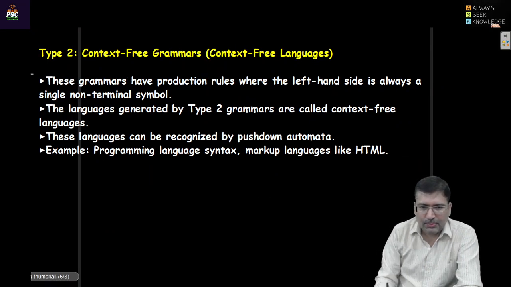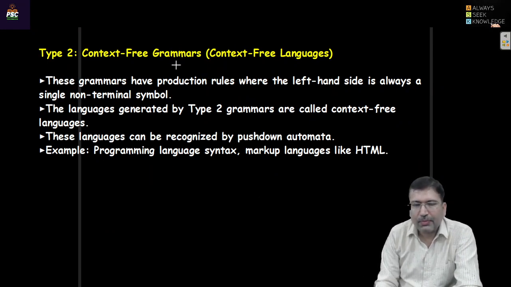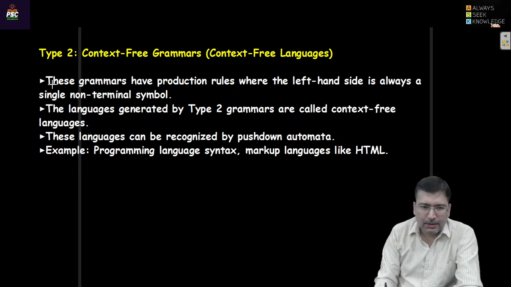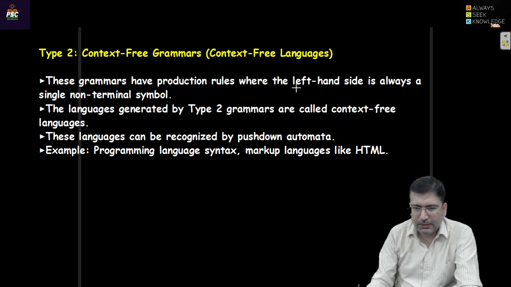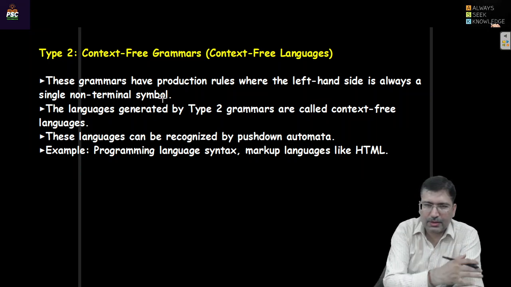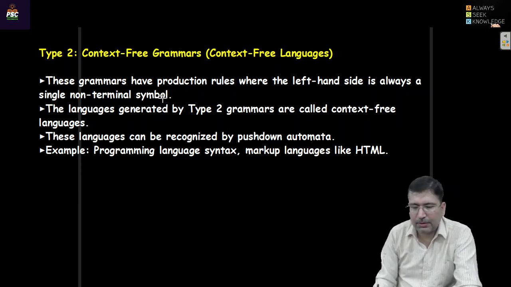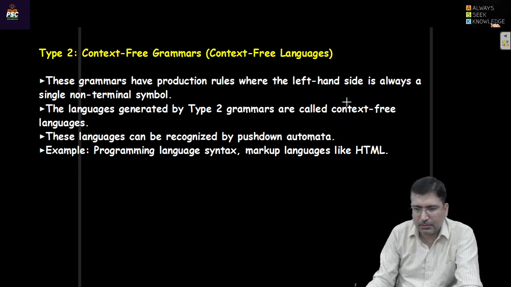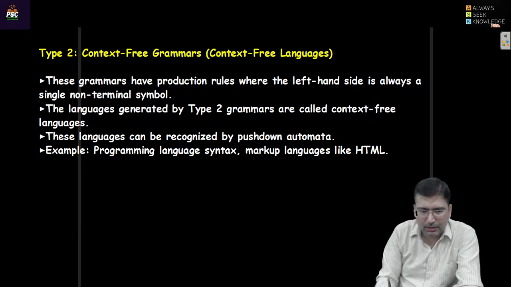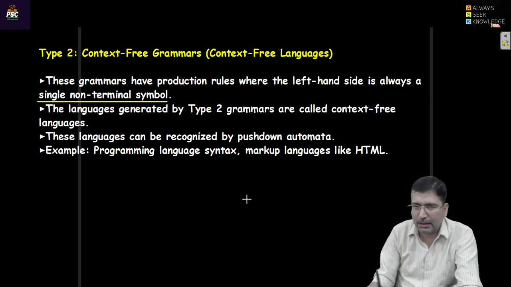Then the next type is context free grammar. Generally we use context free or regular grammar only. These grammars have production rules where the left hand side is always a single non-terminal symbol. So there are fewer restrictions at the left hand side of the production rule. Only a single non-terminal is allowed. Please do remember, a single non-terminal symbol will occur at the left hand side of the production rule in the grammar.